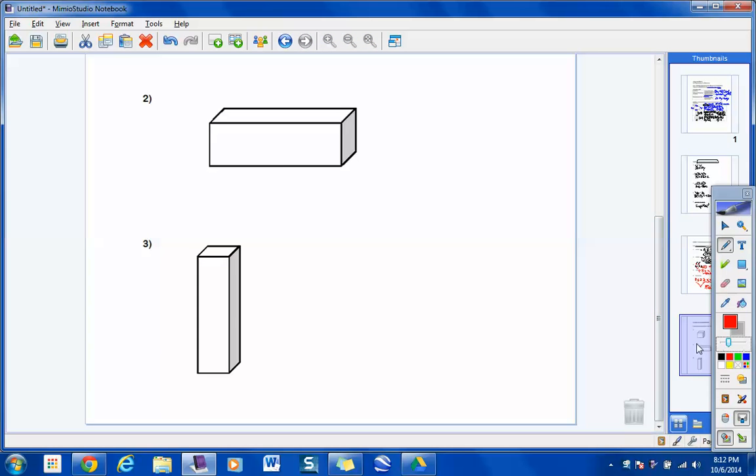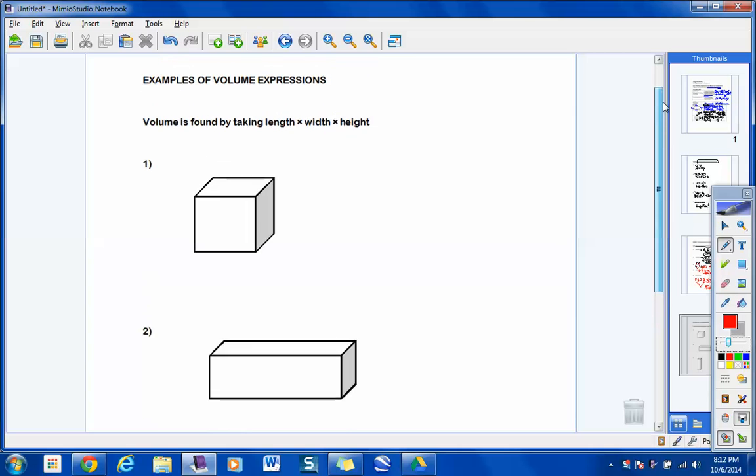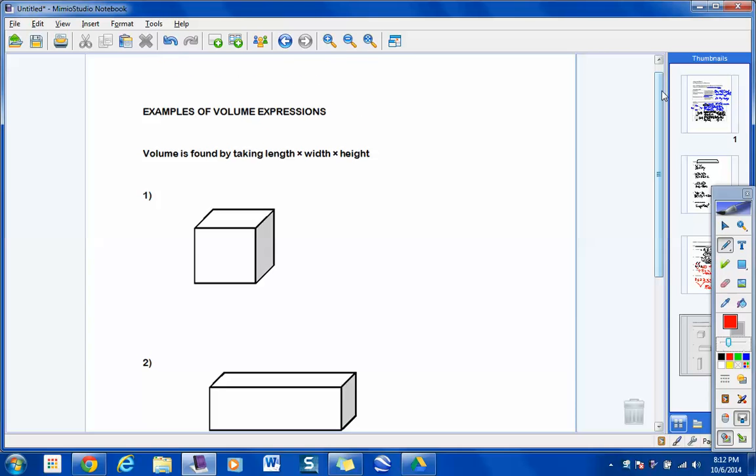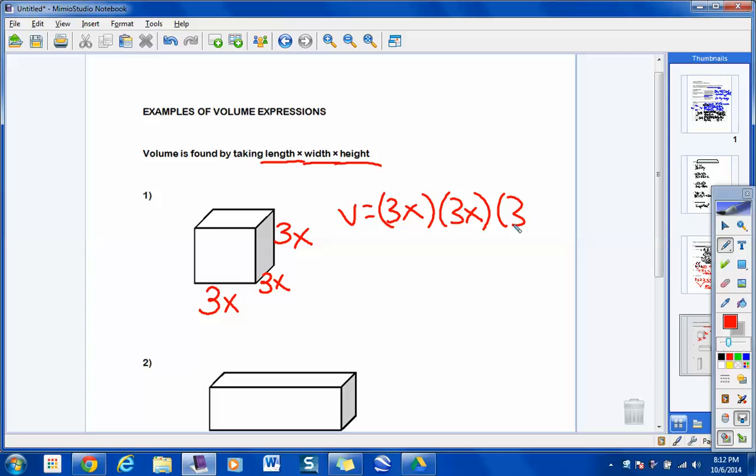Okay, last page. We're going to talk about finding volume expressions, finding volumes of certain shapes. The thing you need to understand: the volume of any rectangular prism is found by taking a length times a width times a height. Down here I have a cube, and in a cube all edges are the same, so I might call this 3x, which would make the width 3x and the height 3x. So my volume of this cube, how many cubic units fill this up, would be 3x times 3x times 3x.